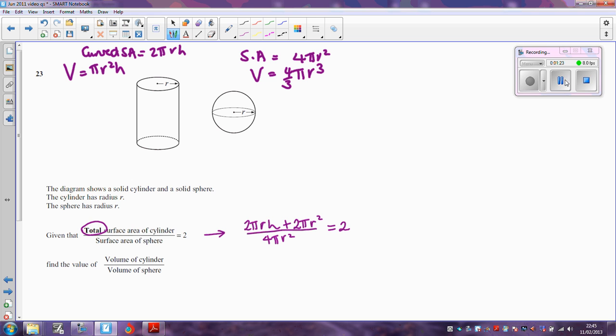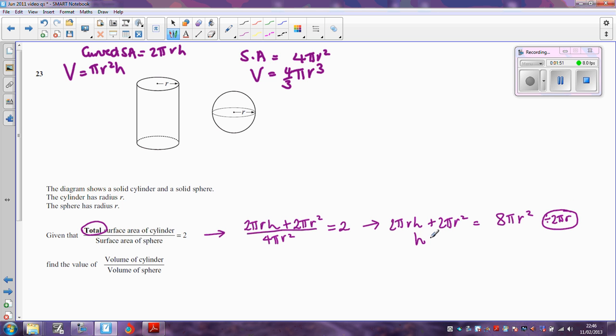Right, the first thing I'm going to do with this is I'm going to multiply by 4 pi r squared. So the left-hand side now is just 2 pi rh plus 2 pi r squared, and that's going to equal 8 pi r squared. Now, if I divide everything by 2 pi r, I can see I can divide by 2, I can divide by pi, and I can divide by r. I'm going to divide everything there by 2 pi r.